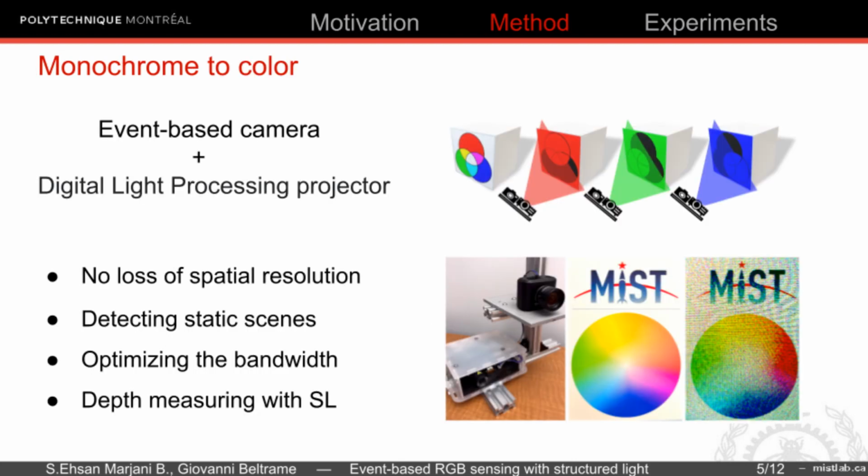We propose to combine the event-based camera with a digital light processing projector. The projector emits rapidly changing RGB patterns of light beams on the object, the reflection of which is captured by the event-based camera. So we can generate full color events from a monochrome event-based camera with no loss of spatial resolution, with the ability to detect static objects, optimize the bandwidth of the camera by detecting the color when and where it is needed, and pave the way for frameless RGB-D sensing applications by emitting known patterns.